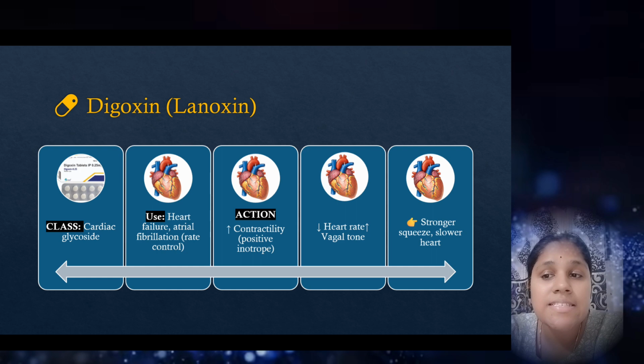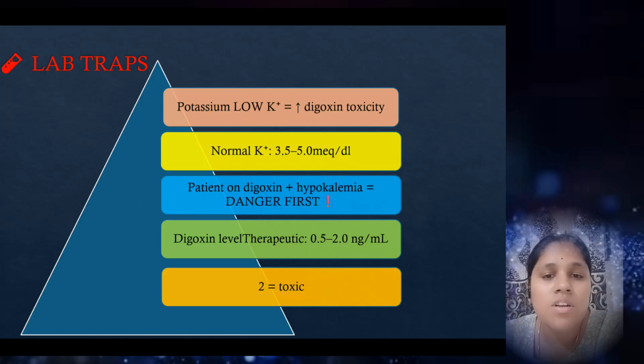It acts mainly by increasing the contractility, so hence it is called a positive inotrope. And it decreases the heart rate by increasing the vagal tone of the heart. So it is a stronger squeeze and a slower heart rate. This is the action. And the main lab trap we need to watch for is very low potassium.